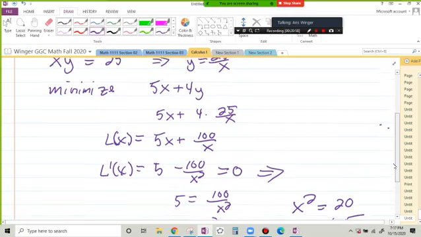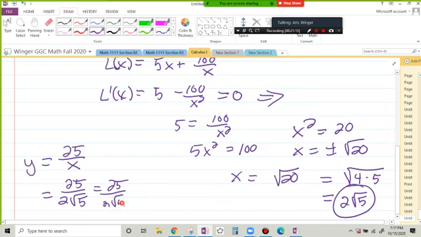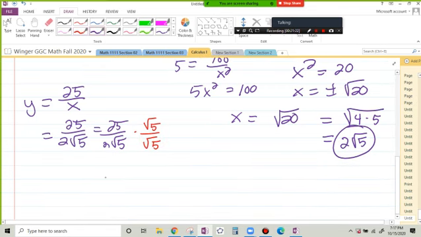As x. And then we know that y is 25 over x. So y is equal to 25 over 2 square root of 5. We'll go ahead and rationalize that. This is equal to 25 over 2 square root of 5, and then we'll multiply by root 5 over root 5. This is 25 root 5 all over 2 times 5. That is 5 root 5 over 2.